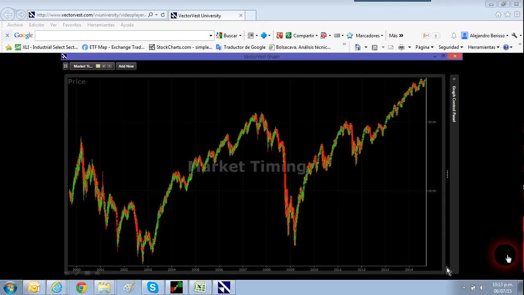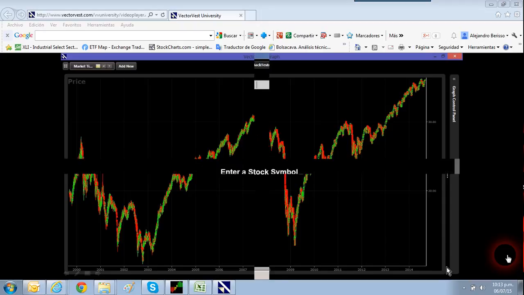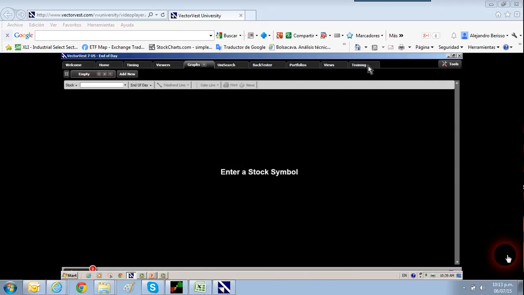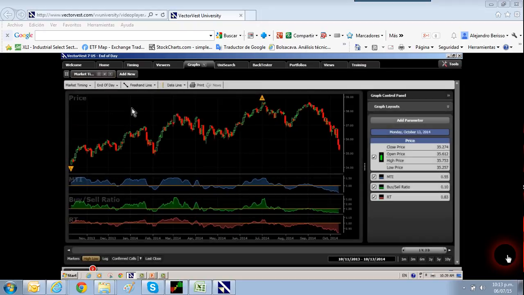So let's move out of the slides and move into VectorVest so you can see how to do it. Alright, here we are in VectorVest, and I'm on the Graphs tab, and I'm going to open up our market timing graph. So I'm just going to click on Stock and go to Market Timing.